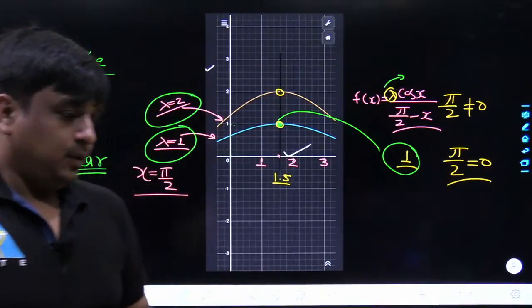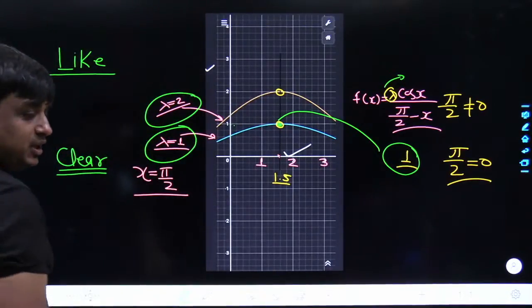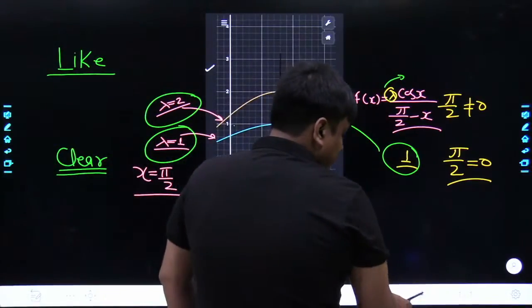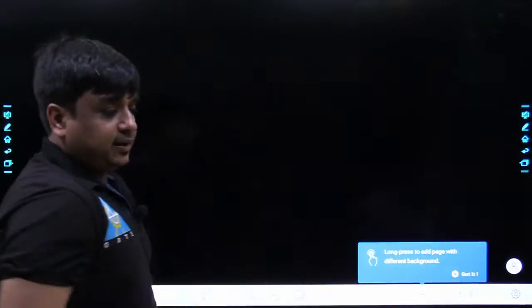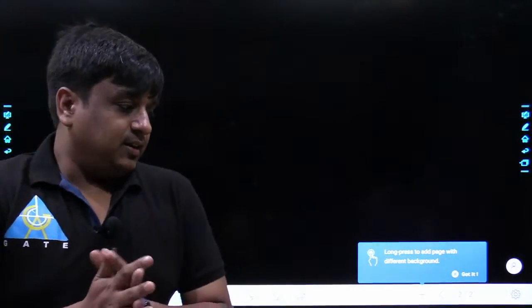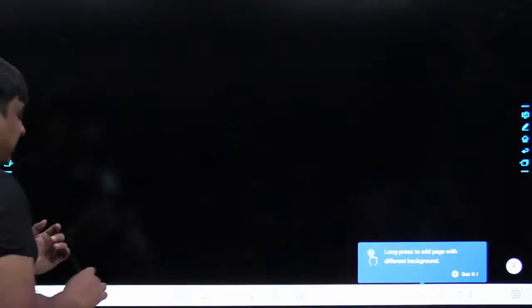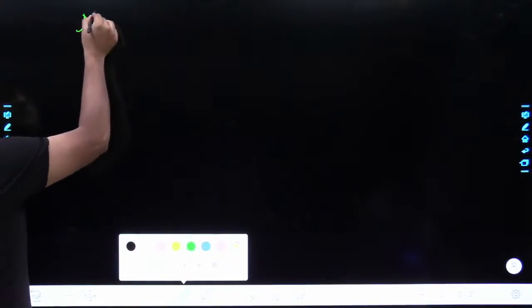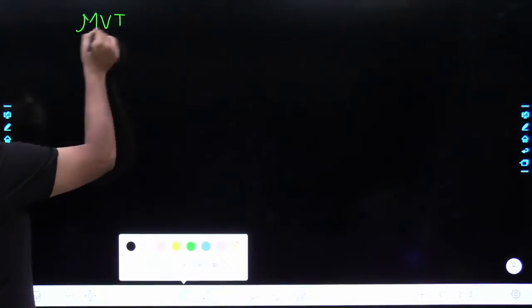Okay. So we'll move forward hereafter. Let me go into the next slide. Now from today onwards, as I have said, I will start the mean value theorem.